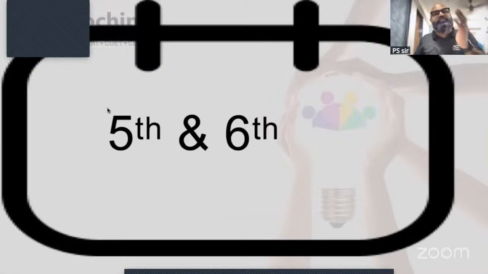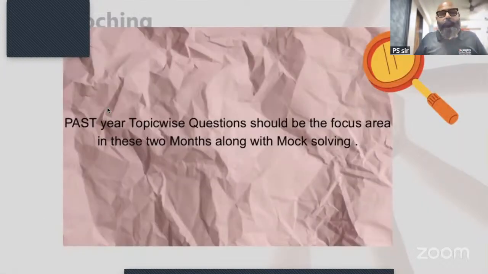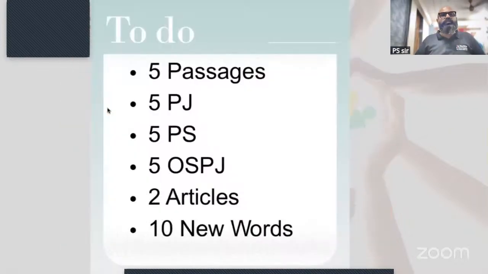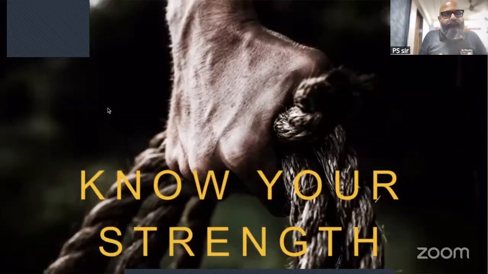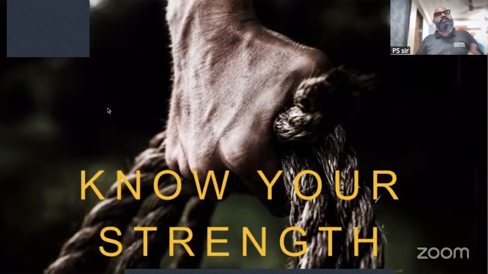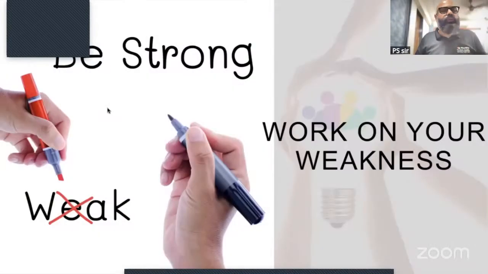And in the 5th and 6th month, we'll get into, let's say, topic-wise questions and mock solving, right? So this is how by the end of the 5th month you will know what exactly my strengths and weaknesses are. After these first 5-6 months, this analysis will start, right? And this is how you can go on and on and on.